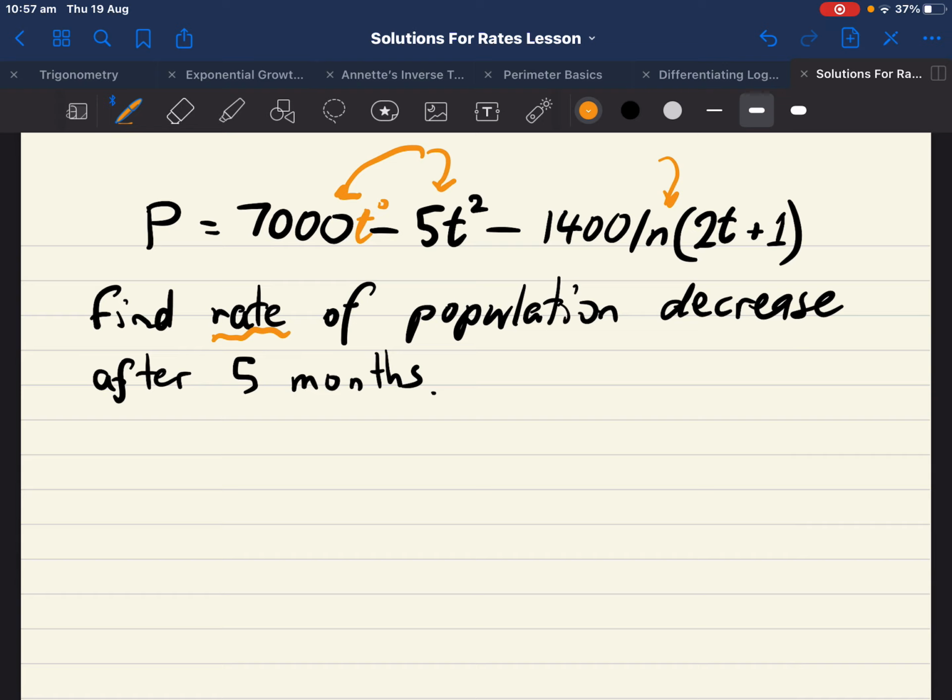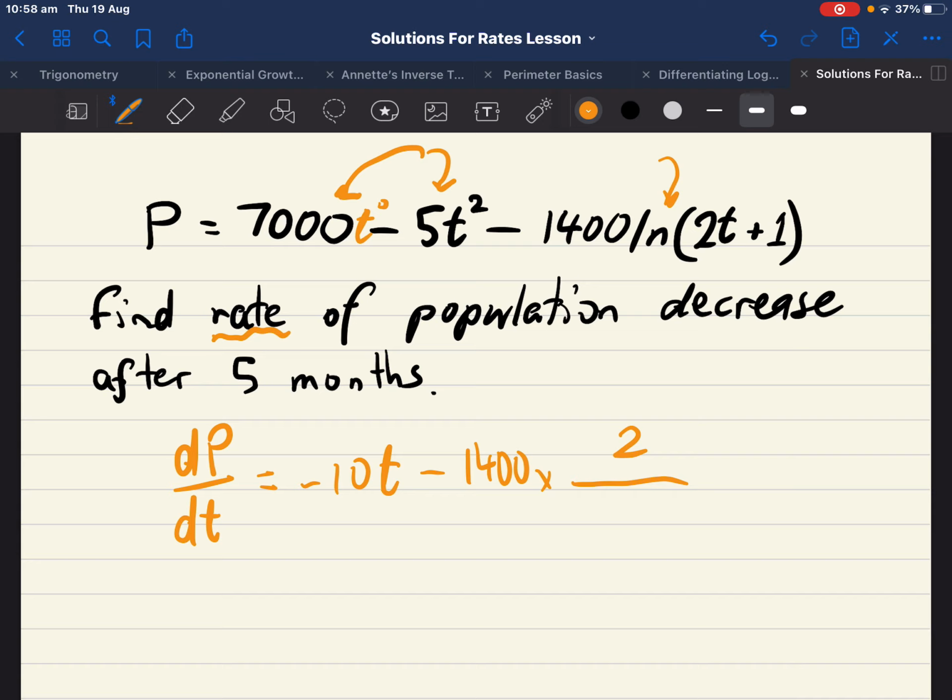So you want to find the rate of something. We're not after population. We're after the speed the population is changing, the rate of the population changing with respect to time. So we're differentiating. 7,000 becomes a 0, minus 5t squared, right? Power down the front, 1 away from the power. Differentiating logarithms are heaps of fun. I know I've been saying the word fun a lot, but differentiating is pretty relaxing, to be honest.